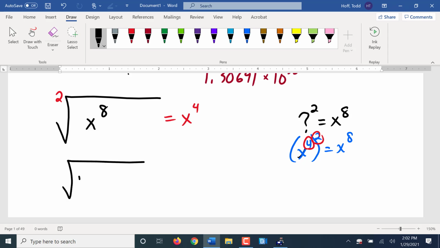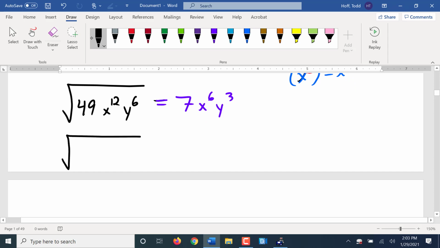So if I have the square root of 49, x to the 12th, y to the 6th. What's the square root of 49? 7. So we actually do the root of the number. How about the square root of x to the 12th? X to the 6th, y to the 3rd. Very good.